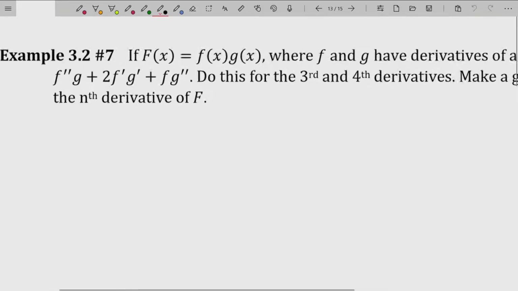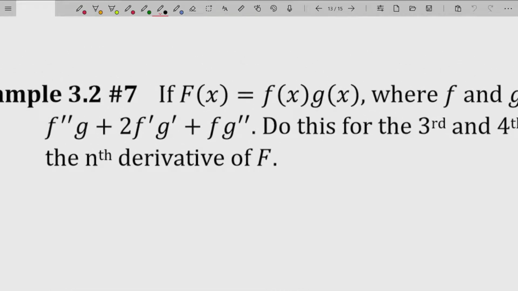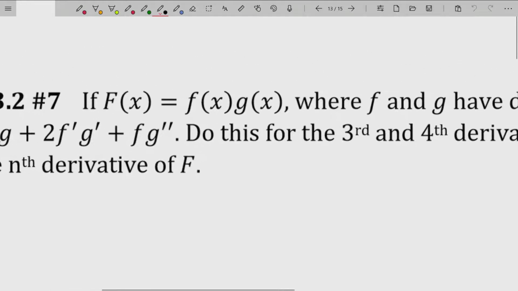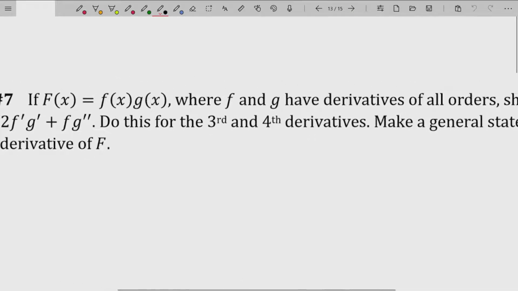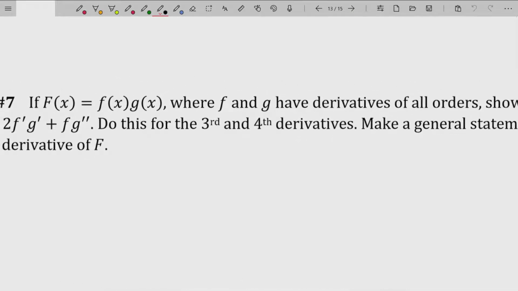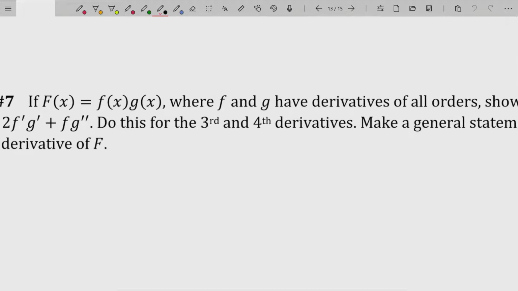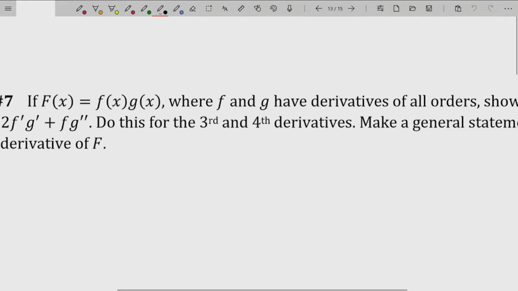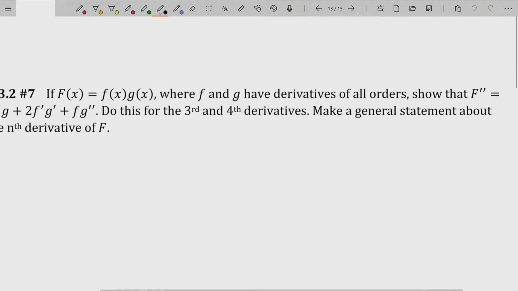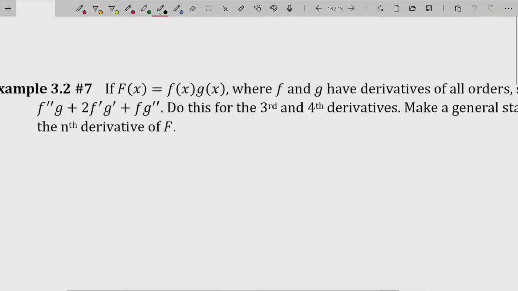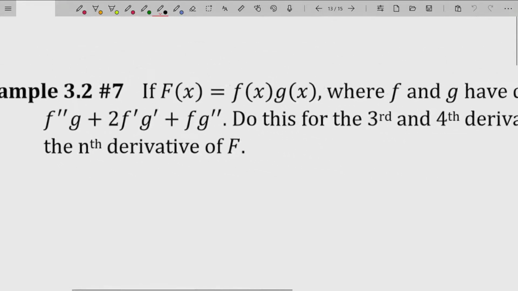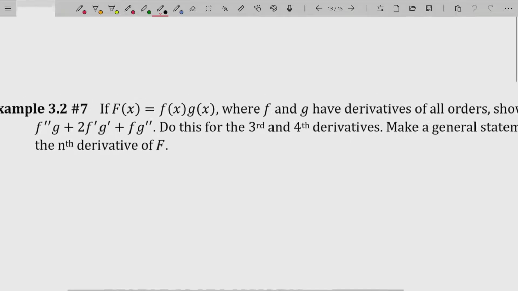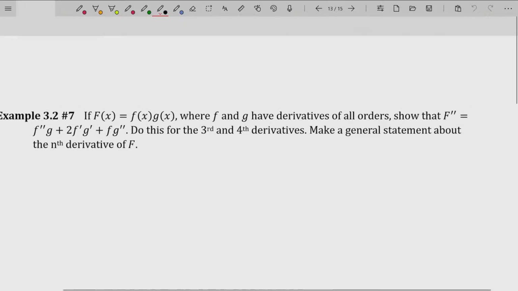You have a function, capital F. It's defined to be the product of two sub-functions, f and g, where f and g have derivatives of all orders. In other words, they have first, second, third, fourth, fifth, sixth, seventh, eighth, and thousandth derivatives, and so on and so forth. You could differentiate them forever. Show that F double prime is equal to this summation, and then do the same thing for the third and fourth derivatives, and then make a general statement about the nth derivative.